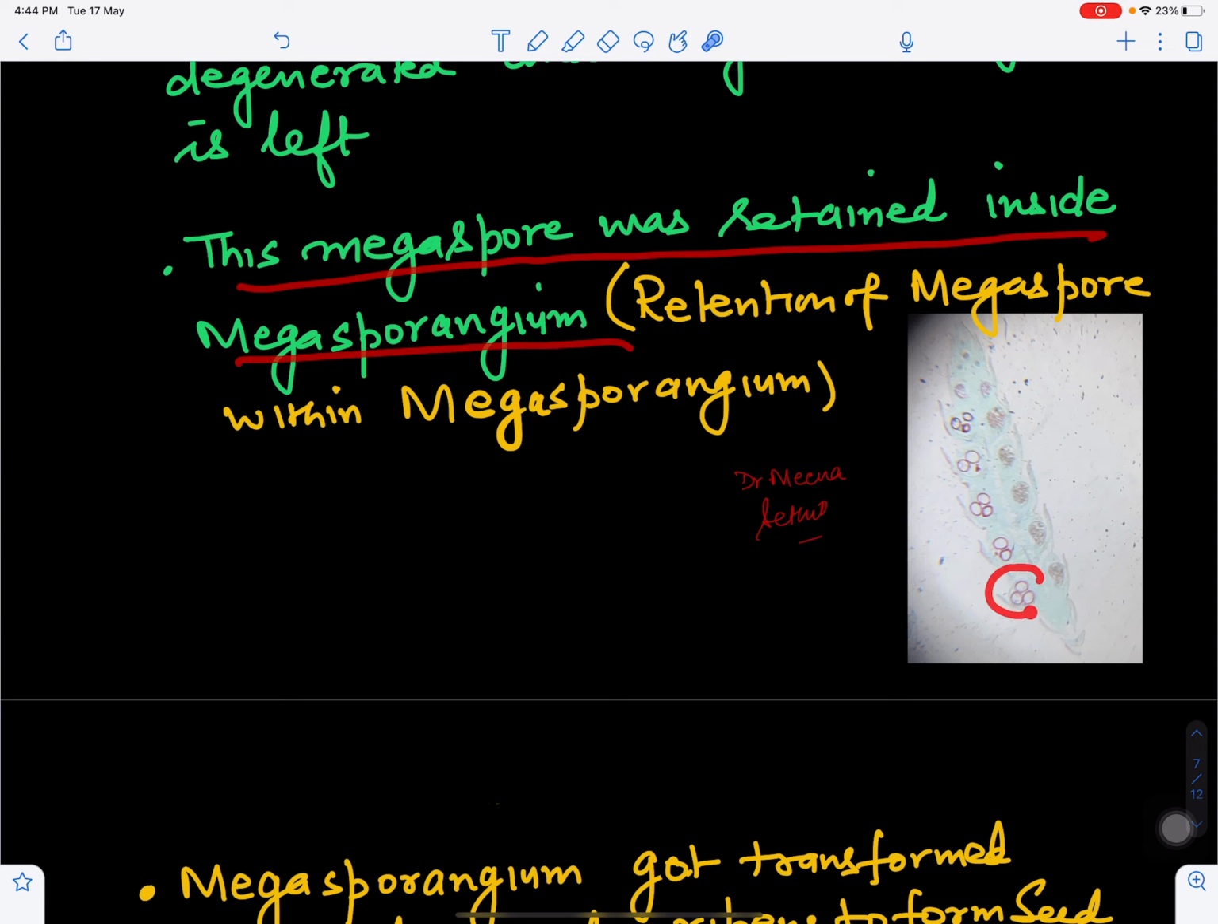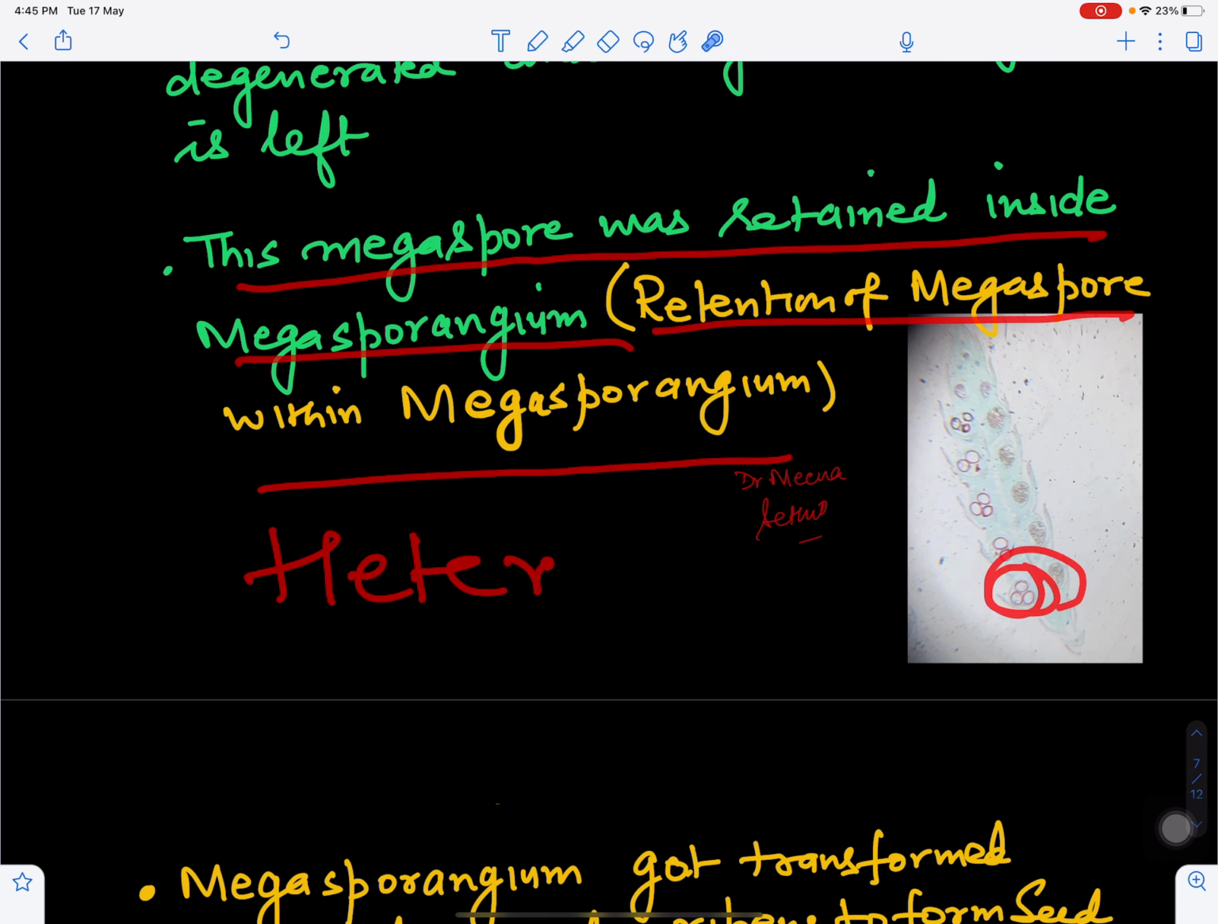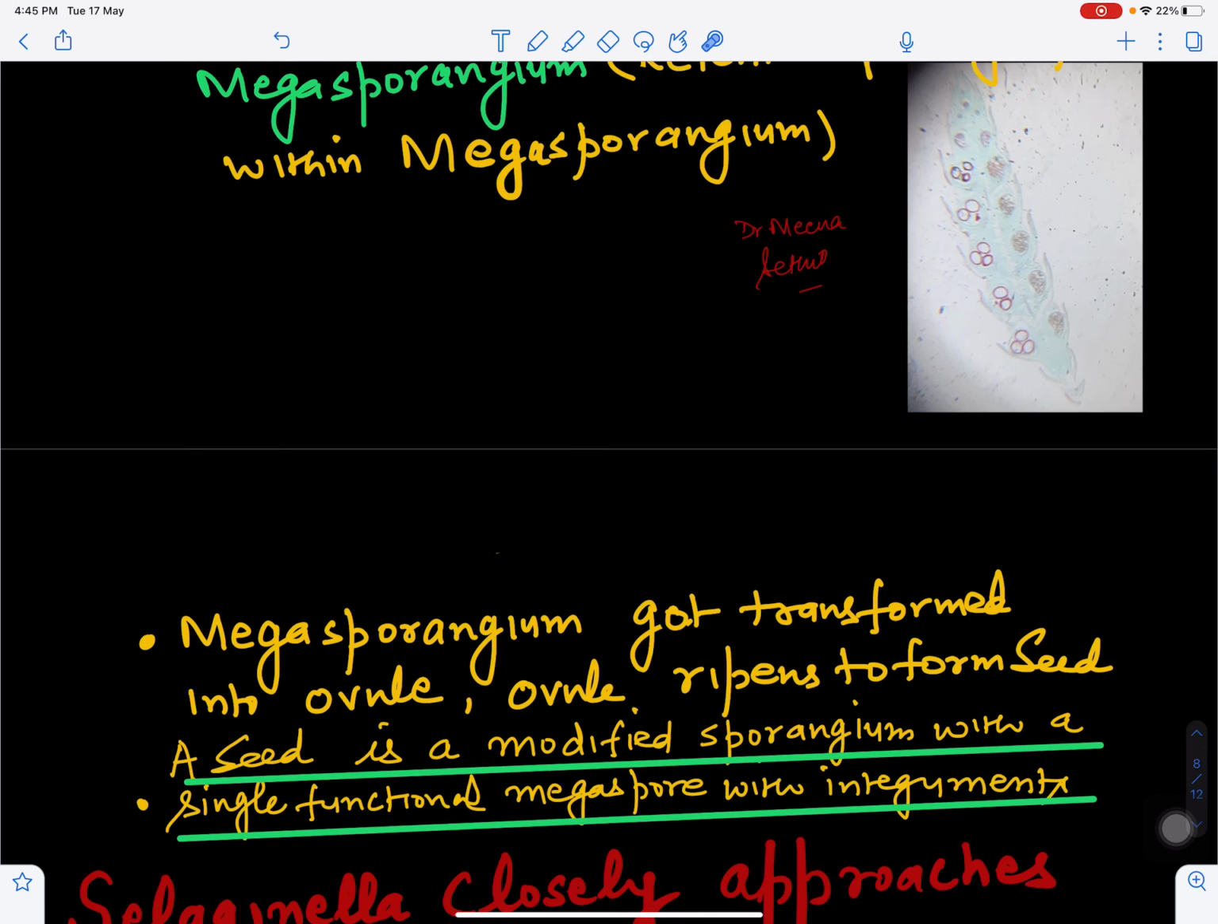तो इधर ही रहेगा, वो मेगास्पोरेंजियम के अंदर ही रहेगा. सो रिटेंशन ऑफ मेगास्पोर विद इन द मेगास्पोरेंजियम. सो पहला स्टेप हेटेरोस्पोरी मीन प्रोडक्शन ऑफ 2 काइंड्स ऑफ स्पोर. सेकेंड हम डिस्कस कर रहे हैं रिटेंशन ऑफ द मेगास्पोर विद इन द मेगास्पोरेंजियम. बाहर शेड नहीं होगा, उसके अंदर ही रहेगा.